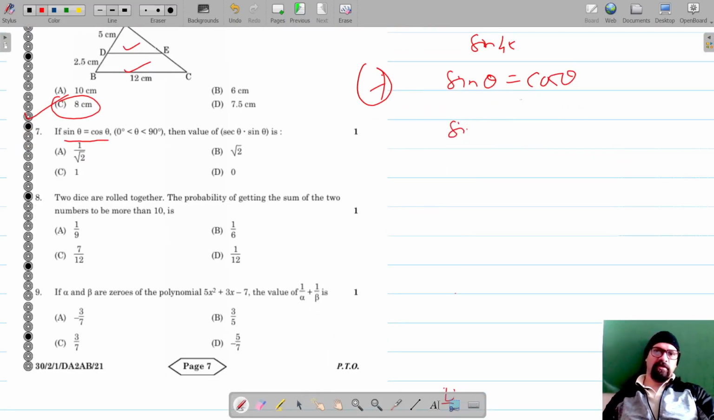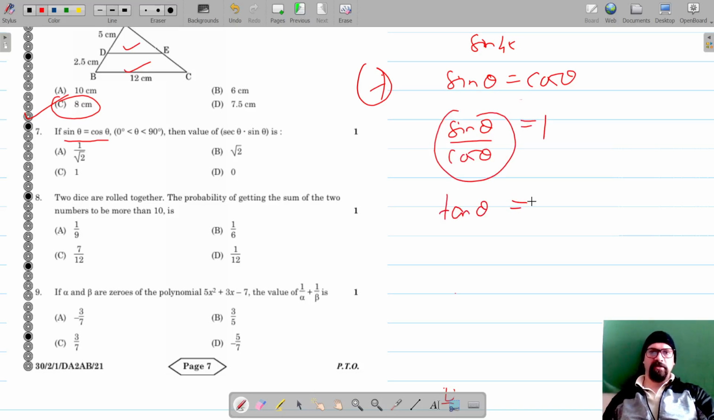Or rather, we can also evaluate it this way. Let's divide. If these are equal, then sine theta by cos theta should be equal to 1. And sine theta by cos theta is tan theta. And we know that the angle for which the value of tan is 1 is 45. So that means theta is 45 degrees.